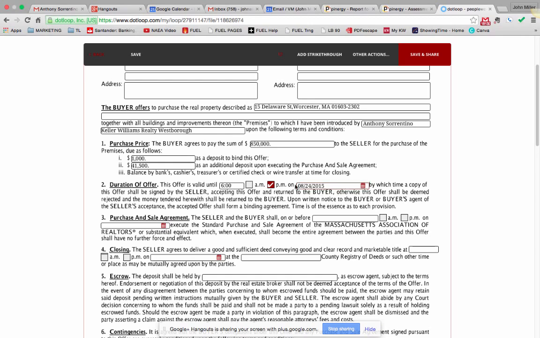I've seen agents not do this, and everything goes through and it closes and it's fine, but you just don't want to. A buyer could say, well, I'm backing out and I want my money back, and the seller says, well, why? And they say, well, I'm going on the technicality that you signed it after the duration of the offer, and so therefore it's not valid. And so technically the seller doesn't have an offer because they didn't sign it within that time frame. You follow what I'm saying?